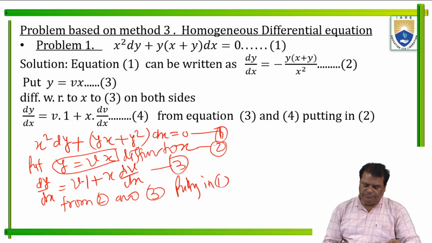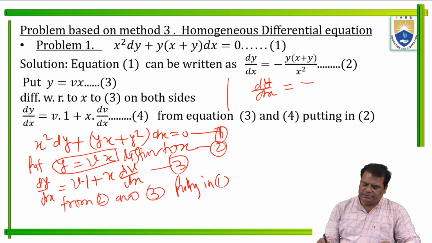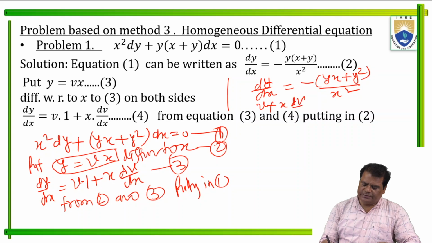Then this result is, first of all I am writing this equation dy/dx. Writing as dy/dx is equal to dy upon dx is equal to minus yx plus y square upon x square. Putting this value of dy/dx from 2 and 3, so here v plus x dv over dx equal to minus y times x plus y, replacing y with vx, v square x square upon x square. X square cancels out.